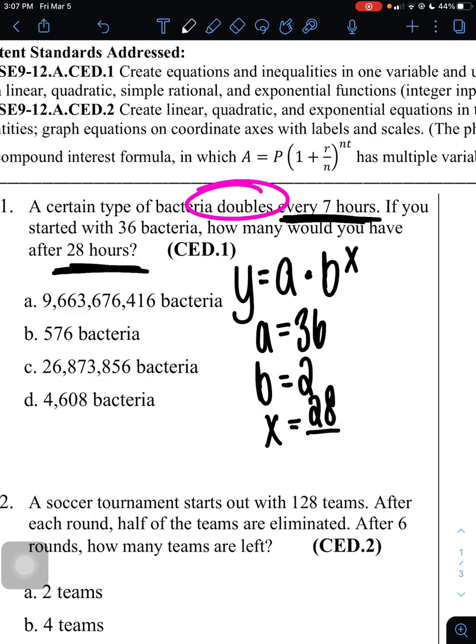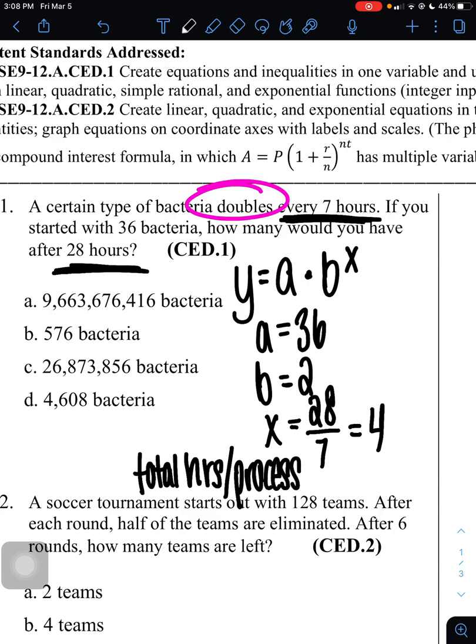So I can do 28 divided by 7 to get 4. And this is the information that I would need to be able to put this equation into decimals and evaluate it. So here my exponent is 4. Just want to kind of make that clear. And I got that again by dividing the total hours, and this is on those guided notes as well, total hours by process time. So that just means how long does it take for it to happen once. But they told us every 7 hours. So we did 28 divided by 7.